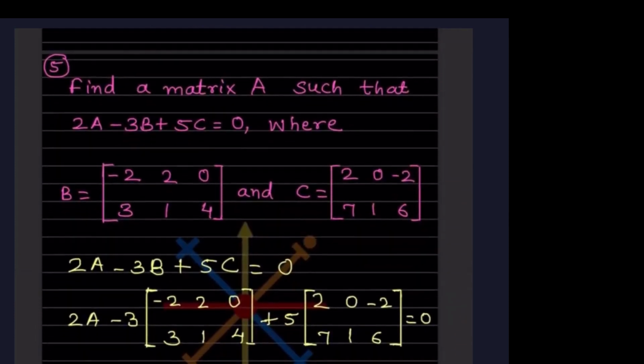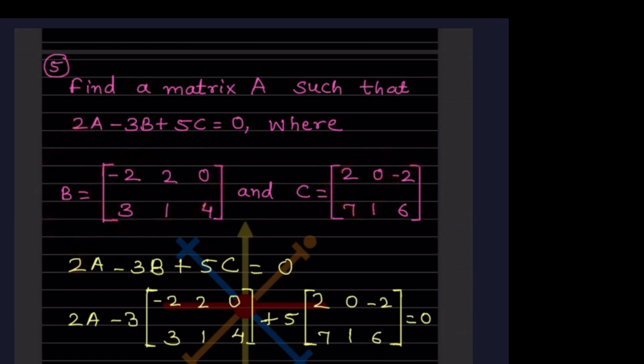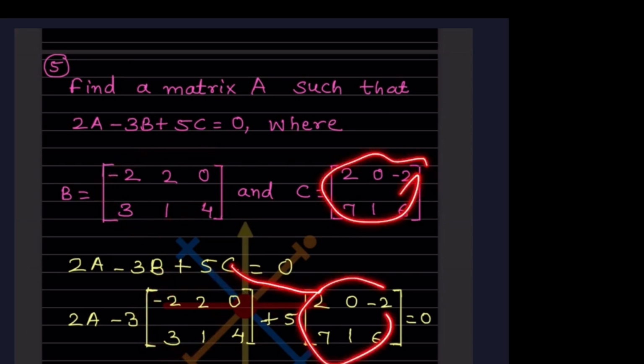So now look at this one. Find a matrix A such that 2A minus 3B plus 5C is 0, where B and C are given. So this equation we are going to write as it is first. So 2A minus 3B plus 5C is 0. What will we write here? Because we don't know A, I kept this A part as it is first. So minus 3. In place of B, I wrote this one. 5 plus 5 here as it is. In place of C, I wrote all this over here is equal to 0.